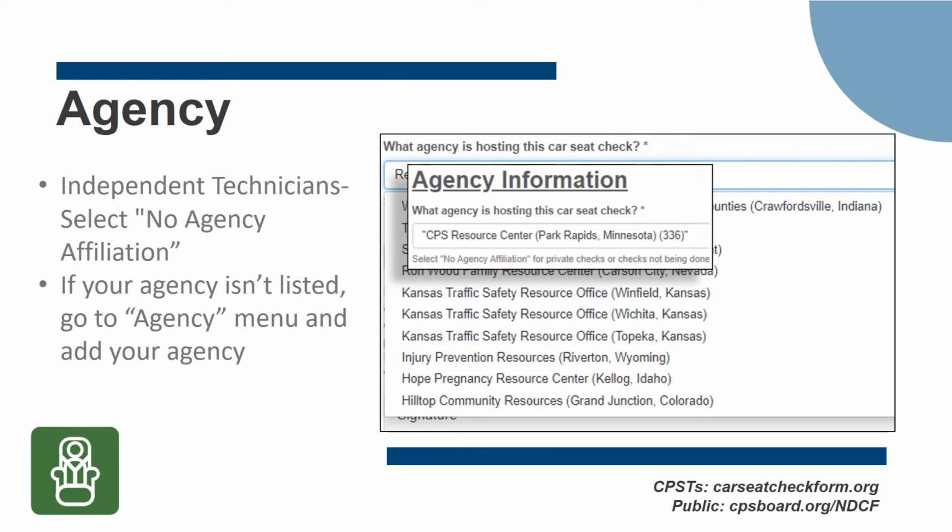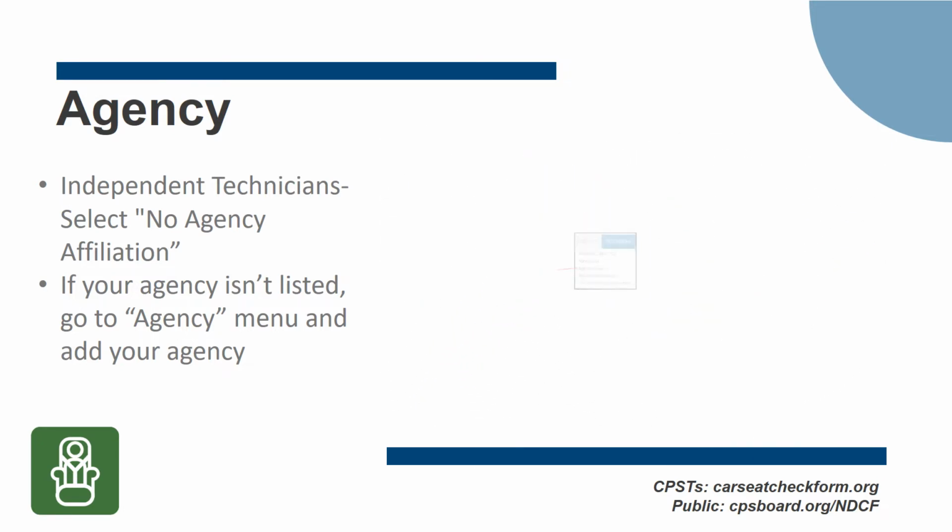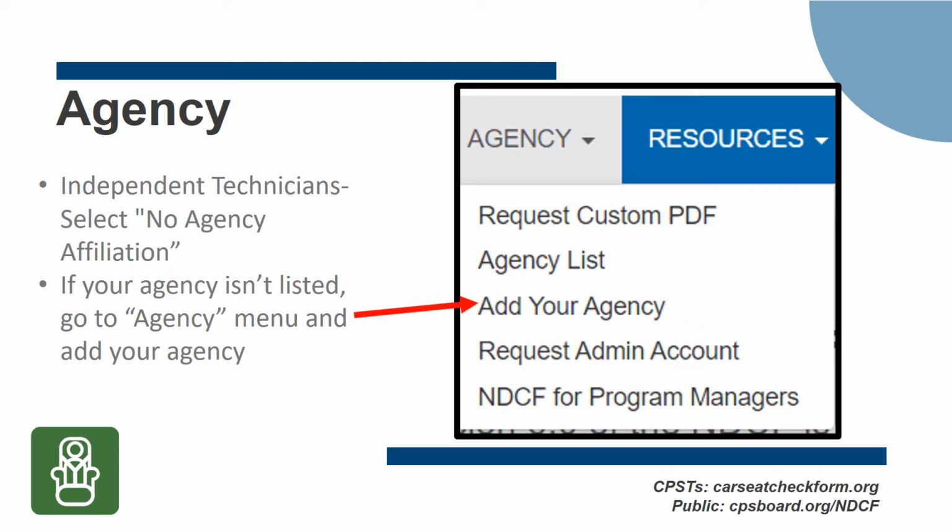Now you'll want to select your agency from the drop-down menu. Simply start typing in the first 3 or 4 letters of your agency and select it from the list. If you're an independent technician, you can start typing in no agency affiliation. If your agency isn't listed, go to the agency menu and add your agency. The NDCF team will verify that that agency has not been already listed in the NDCF to make sure that your agency receives all of the data collected.